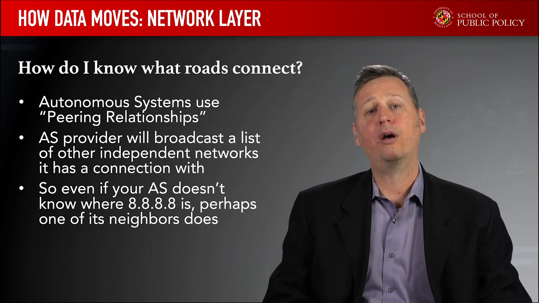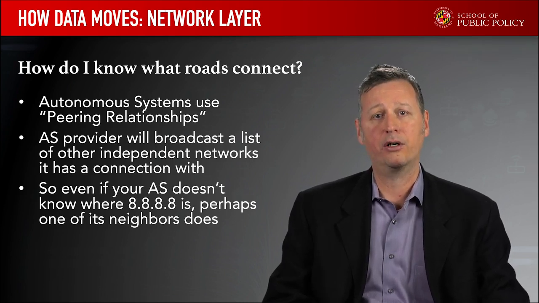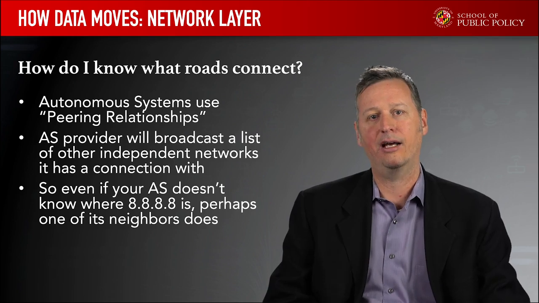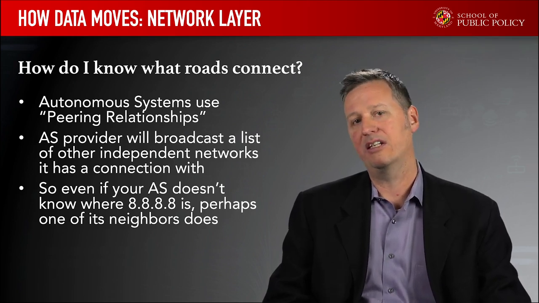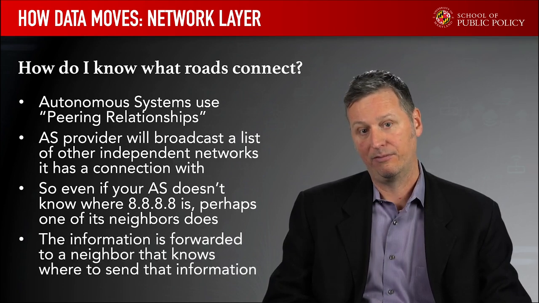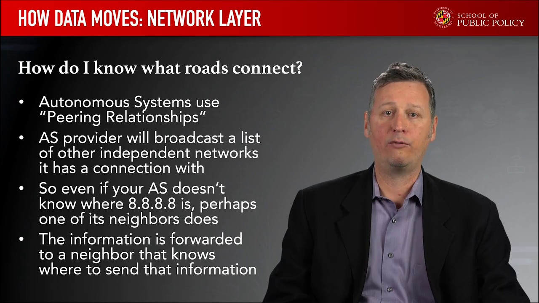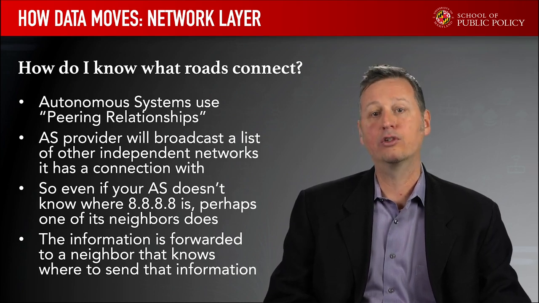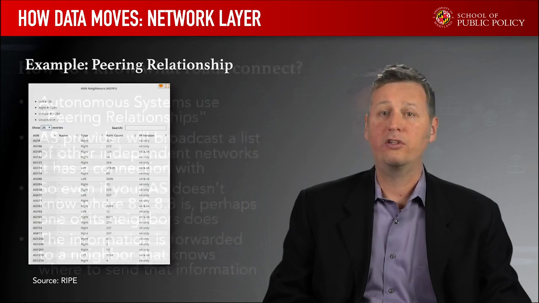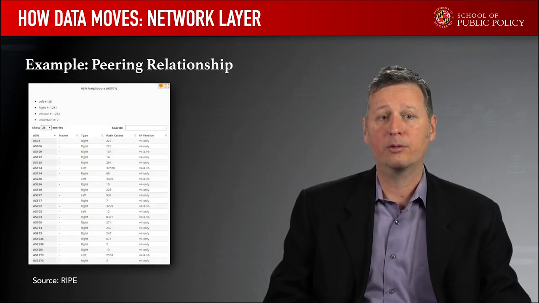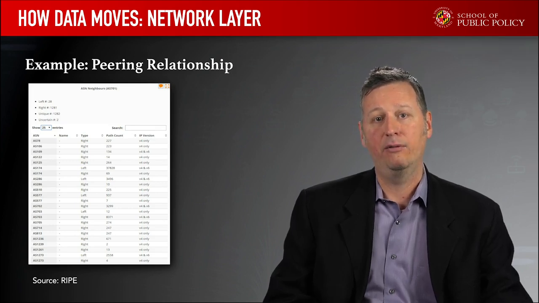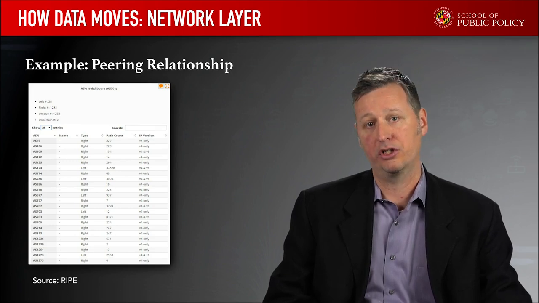So even if your AS, the autonomous system that you're a part of, does not know where 8.8.8.8 is, perhaps one of its neighbors does. Your information is forwarded to a neighbor of that AS structure that knows where to send that information. So this is just a quick example of a peering relationship of one AS. And what you'll see in this is that there are a variety of different AS numbers that this particular autonomous system has a relationship with.